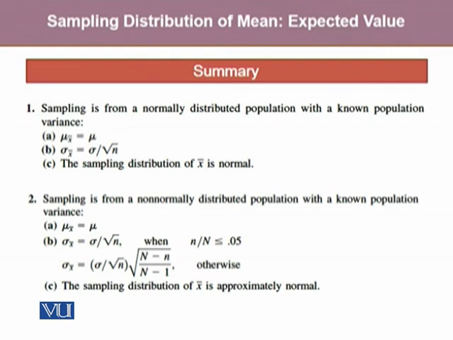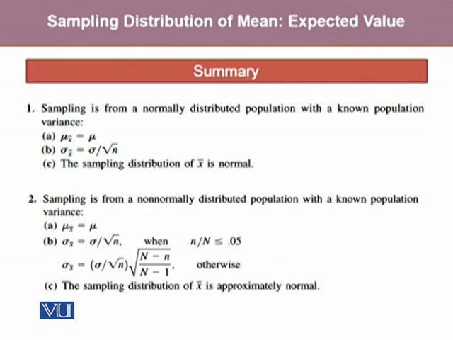We always use as a rule of thumb this numerical expression, that small n divided by capital N should be less than 0.05. But if the sample is sufficiently large, or the fraction n over N is greater than 0.05, then the standard error for the sampling distribution of x bar will be equal to sigma over root n with this finite population correction. The sampling distribution of x bar is approximately normal in this situation.